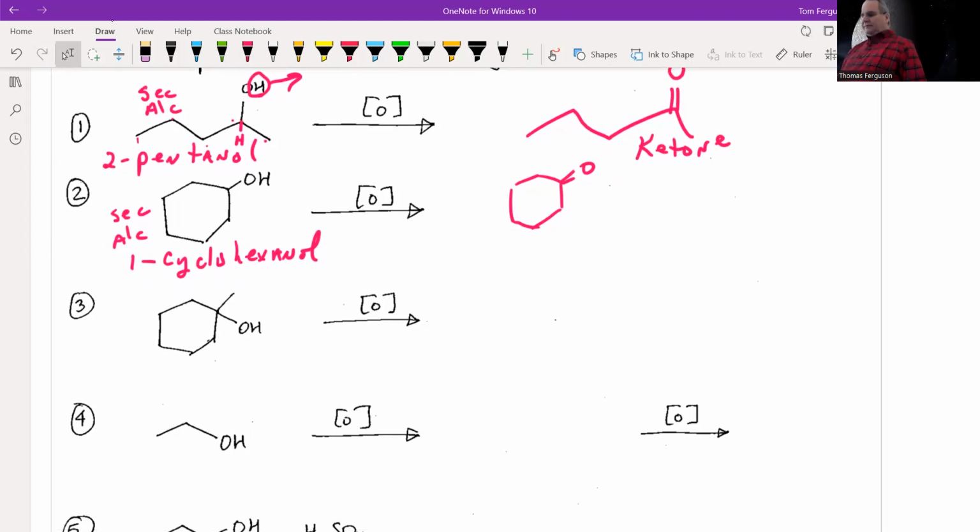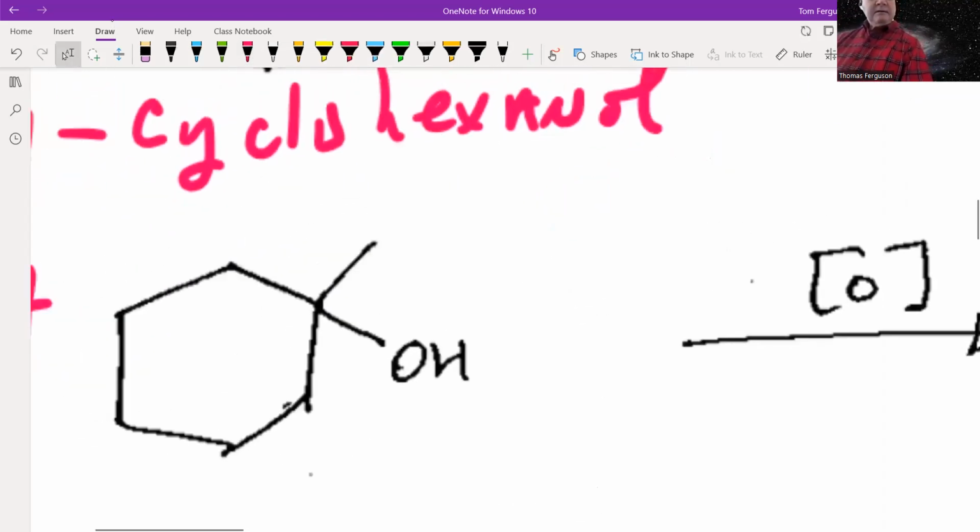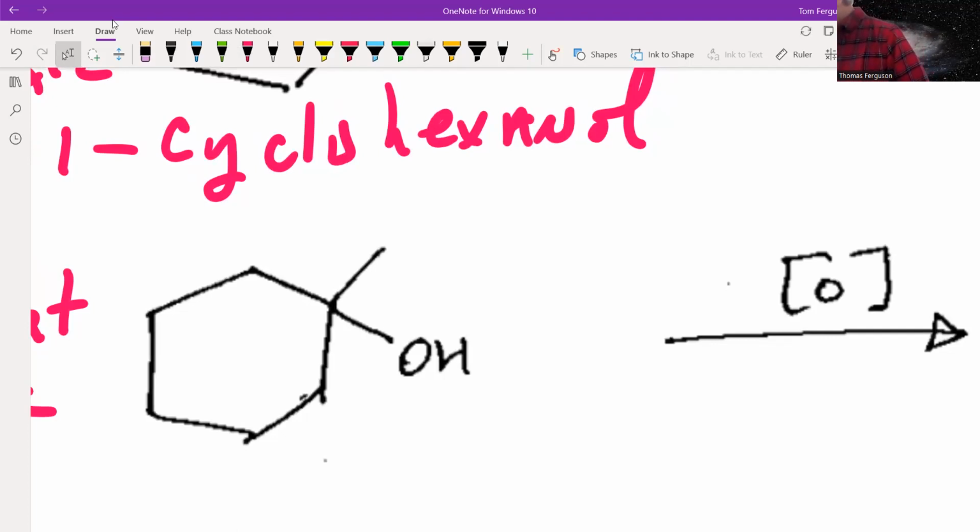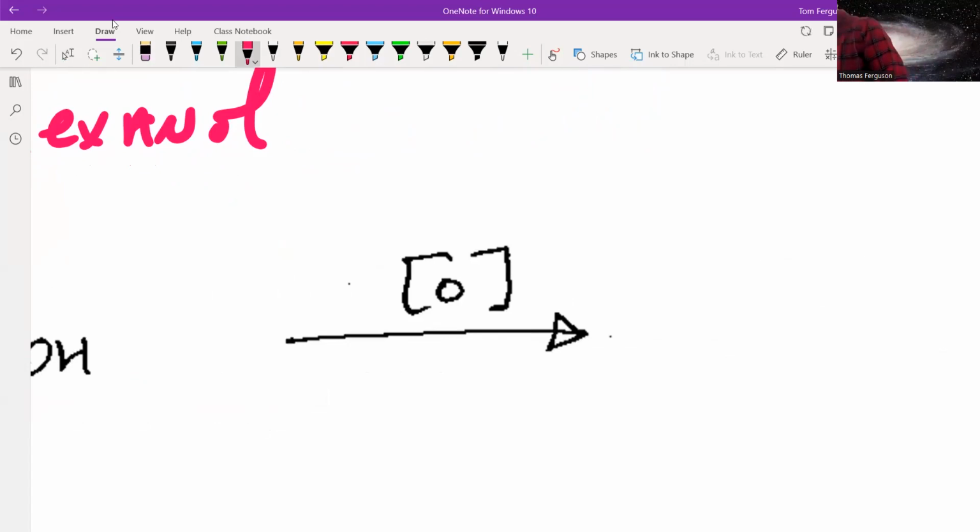Now this one, interestingly, is a tertiary alcohol. As you remember, carbon has 4 bonds, and right now there's a CO bond and 3 carbon-carbon bonds with no room for any hydrogens. So that means no reaction.